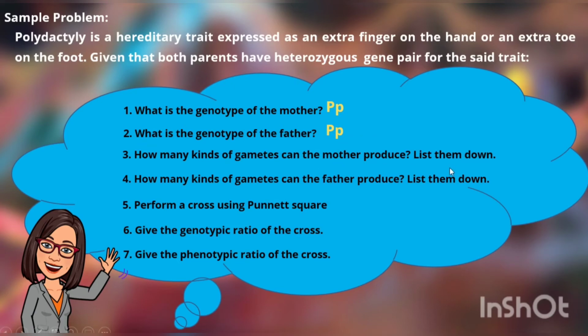How many kinds of gametes can the mother produce? The answer is 2, an allele for polydactyly and an allele for the normal numbers of the fingers and toes. Same is true with the father. Then perform a cross using Punnett square and give the genotypic and the phenotypic ratio.